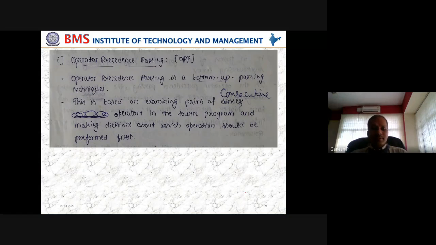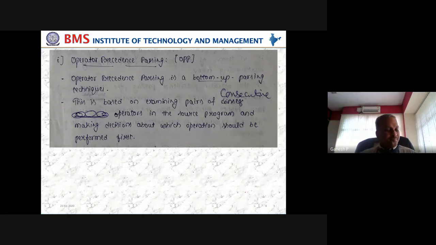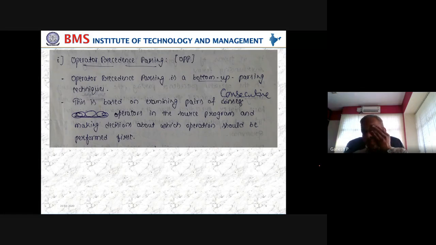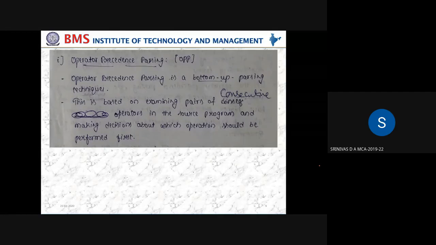Can anybody throw some light on the precedence rules that we know in C or C++, before we go to the discussion? We have precedence and associativity rules, which you might have seen in C and C++. Can someone help me? What is precedence and what is associativity? Precedence rules in the operations, maybe mathematical expressions. Which comes first? Any example?